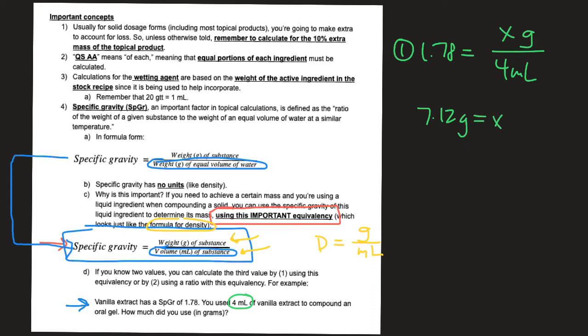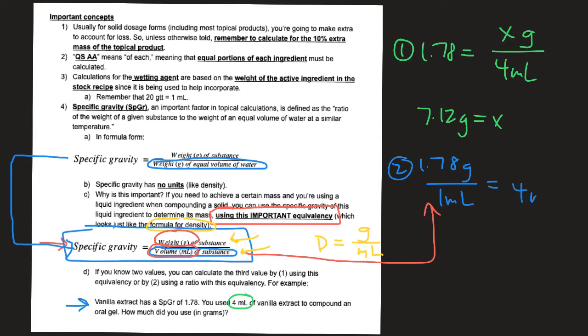Another way is setting up like a ratio. So we know that 1.78 grams per 1 milliliter, which is based off this formula, 1.78 for specific gravity. 1.78 grams is on top, then 1 milliliter is on bottom because the volume of the substance is on the bottom. So 1.78 divided by 1, which also gives you 1.78. And you know you had 4 milliliters, solving for, and x goes on top.